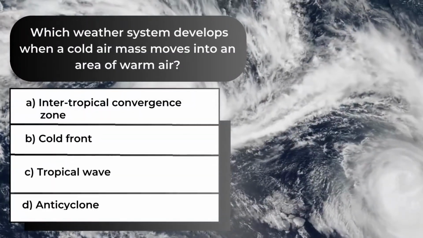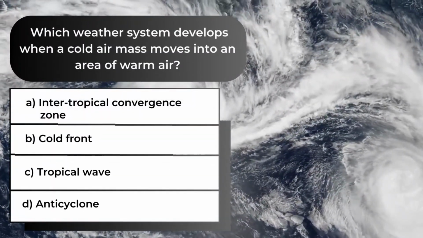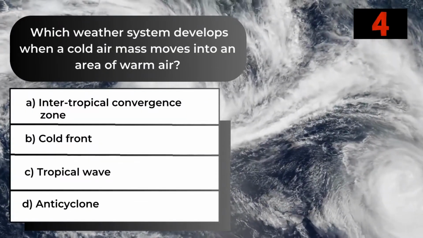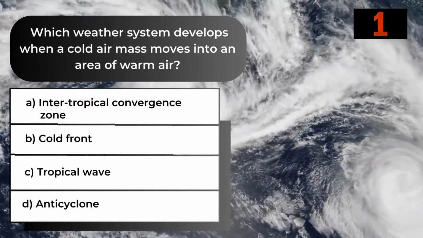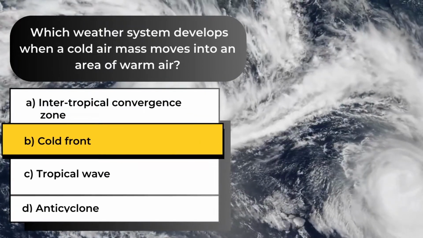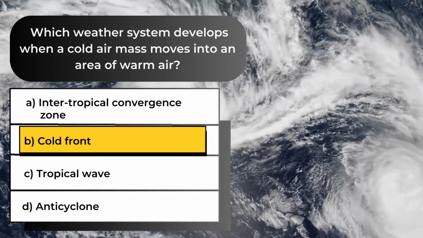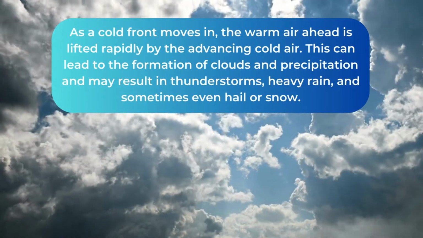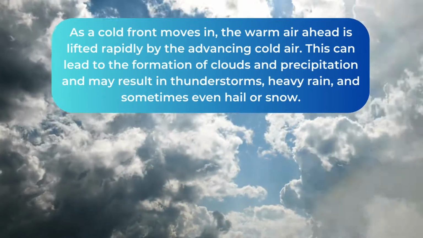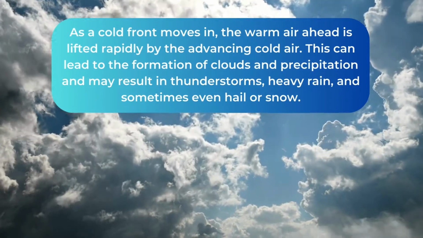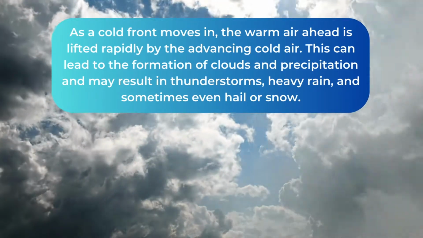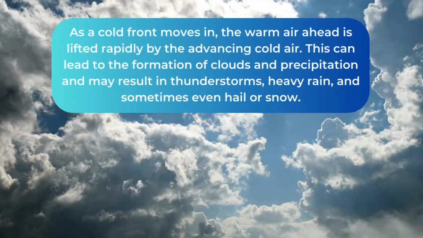Which weather system develops when a cold air mass moves into an area of warm air? The answer is B. Cold front. As a cold front moves in, the warm air ahead is lifted rapidly by the advancing cold air. This can lead to the formation of clouds and precipitation and may result in thunderstorms, heavy rain, and sometimes even hail or snow.